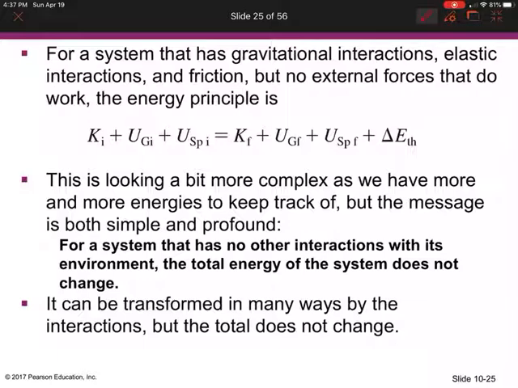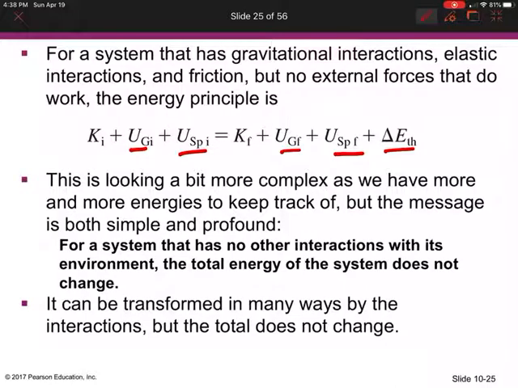So now we're involving springs into this equation. You can see this equation is starting to get rather long. So for a system that has gravitational interactions, so you've got gravitational potential energy, elastic interactions, so you've got some springs, and friction, so you're involving thermal energy, but no external forces that do work, the energy principle is this mega-looking equation.